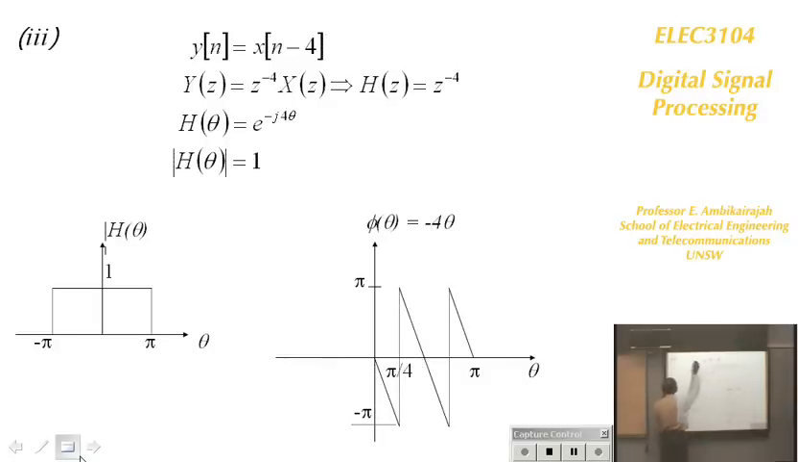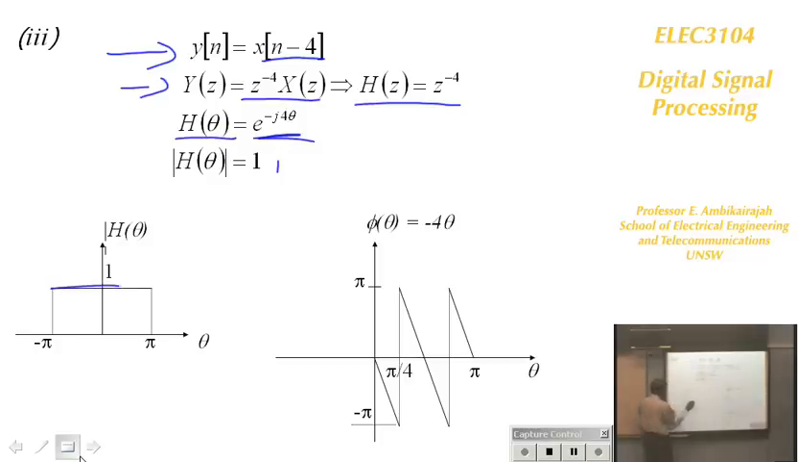The last example is a basic signal delayed by 4 samples. So you are saying I'm only shifting the signal by a delay, so no magnitude change. But there's a phase change. When you shift the sample by 1, you're causing phase delay. Have a look here. And why is that? H theta is that. So H theta is e to the minus j theta. Mod of that is 1. So the magnitude response is 1.